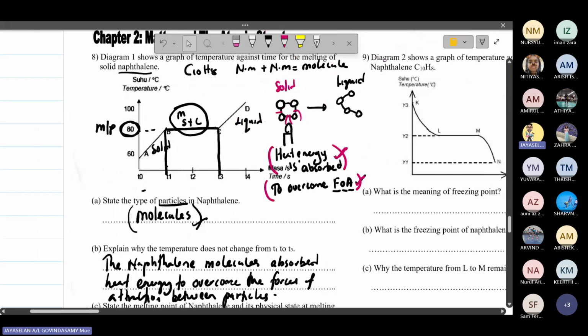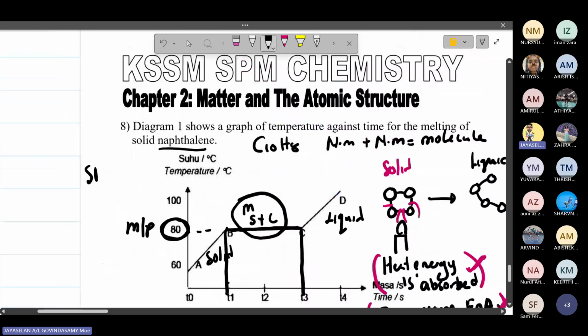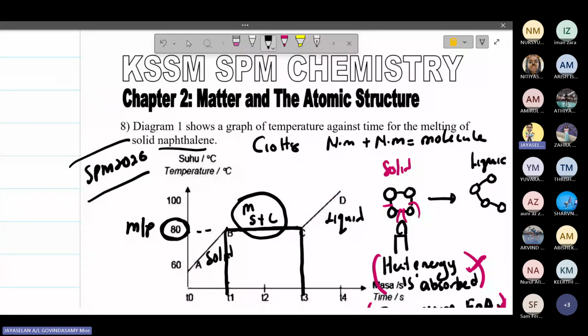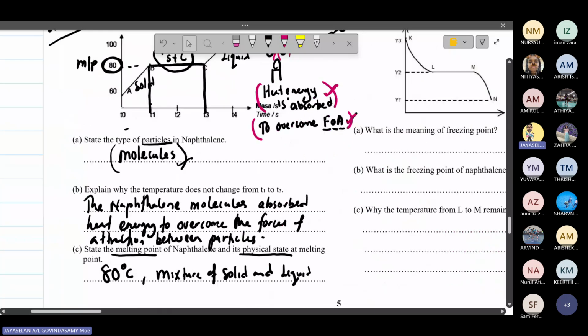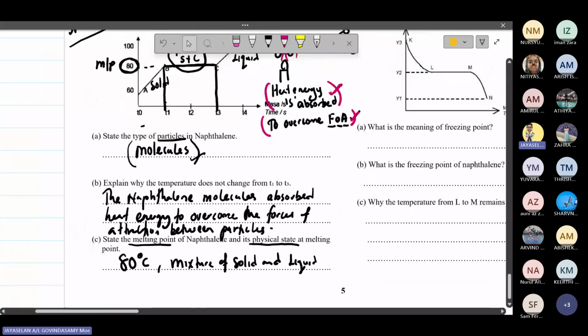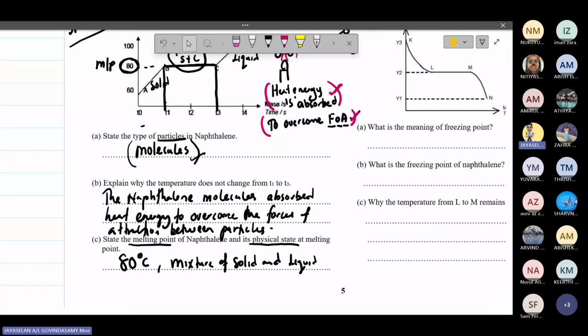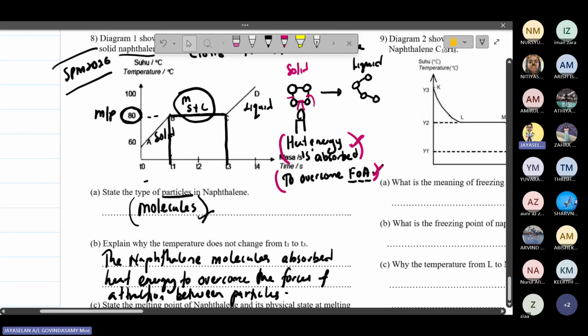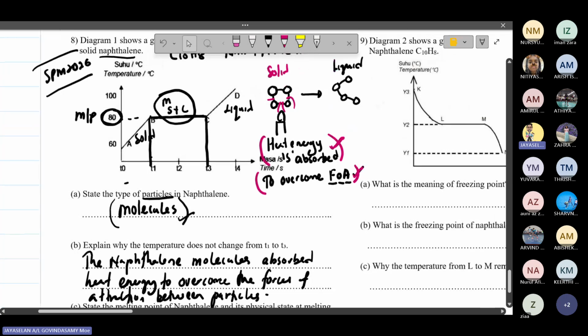Okay, and my target for SPM this year, SPM 2026. Last year kita predict heating curve tak keluar. The year before, keluar, tak keluar, tak keluar, tak keluar. 5 tahun tak keluar, tahun ke-6 ini akan keluar. So make sure yang tadi punya semua you practice. Bagi pelajar yang want to make it simple and you want to direct answer, you practice on this. Okay, now practice on heating curve and cooling curve. You already practice heating curve, right? Okay, now cooling curve.